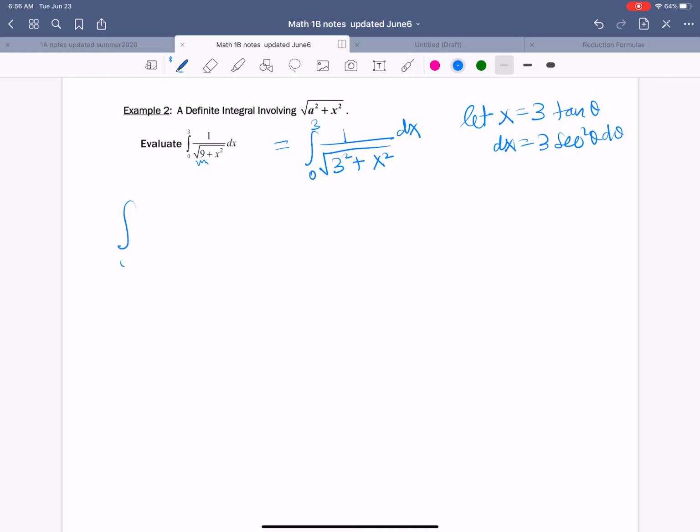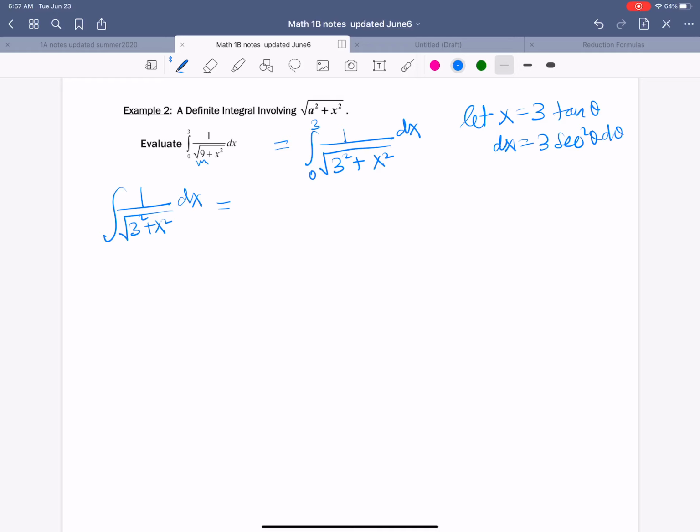Okay, 0 to 3. These are still the x bounds. I will actually drop the bounds for now, and I'll come back and put the bounds at the very end. So for now, I'm just going to focus on evaluating the integral 1 over the square root of 3 squared plus x squared dx. We will take care of the bounds at the very last.